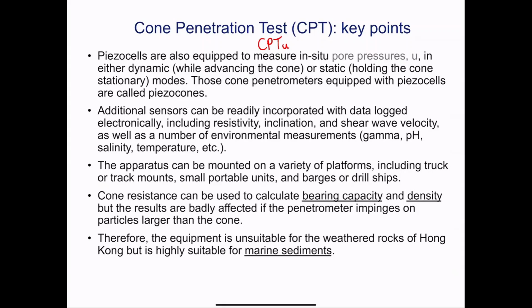You can get gamma. Gamma is very similar to the nuclear densometer when we talk about compaction. You can shoot gamma rays out to see the degree of compaction as well. You get pH, salinity, and temperature. You can install all these onto your probes. These are quite versatile. You can put these onto barges or ships, so you can get offshore marine deposit strength and stiffness profiles as well. And cone resistance can be correlated, it's empirical, to bearing capacity, density, and strength parameters as well.